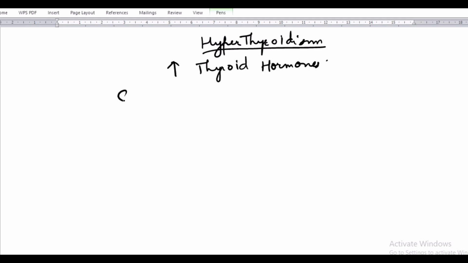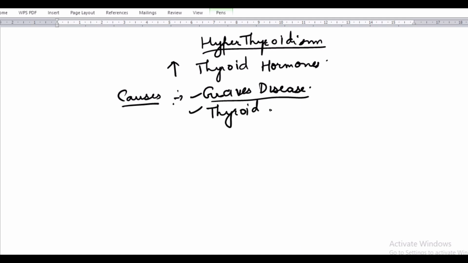Now, what are the disorders of thyroid gland? You should know. The first is hyperthyroidism. Hyper means increase in the secretion of the thyroid hormone. The causes are Graves' disease. What is Graves' disease? It is an autoimmune disease where the thyroid stimulating autoantibodies act like thyroid stimulating hormone that lead to hypersecretion of the thyroid hormone.